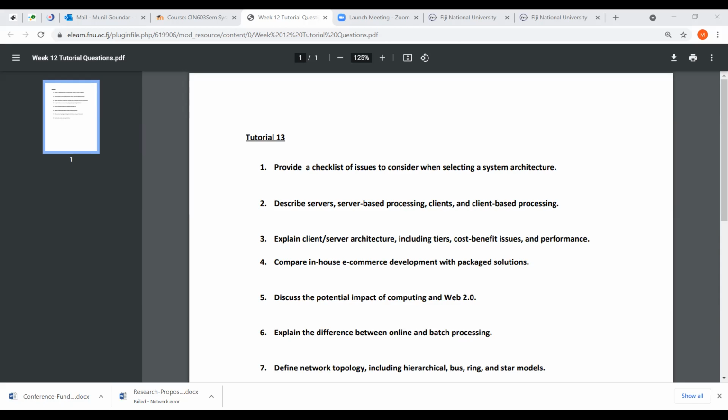So overall, these are the few things that need to be catered for in your checklist when you're selecting a system architecture. You have the architecture should meet the objectives of the organization, initial cost and total cost of ownership, scalability, web integration, legacy system interface requirements, processing options, and finally, security issues. All these need to be well catered for. Question number 2.